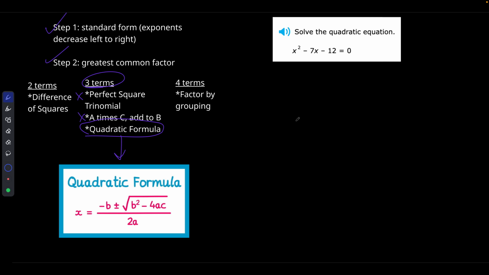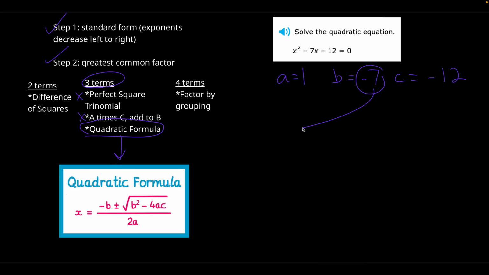Now, you'll notice that the quadratic formula has the letters a, b, and c in it. Well, we know how to find those. We've been using a, b, and c: 1, -7, -12. And now we're going to substitute, right? I'm going to take this -7 and plug it in for the b. We can ignore this part for now. Just focus on the negative b.